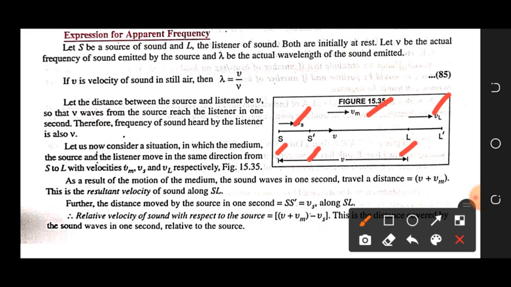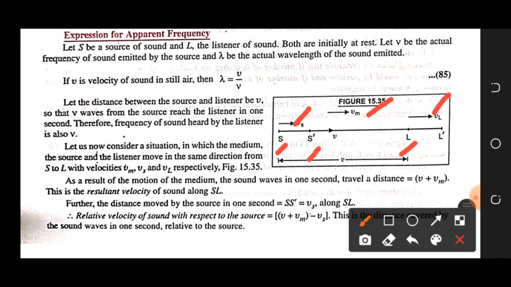If 1 second is there, then the number of waves that come to the listener is the frequency of the wave exactly. The frequency of sound heard by the listener is also nu. So the listener will hear the same frequency, meaning if both systems, source as well as listener, are stationary, at rest, then the sound moving with velocity v, with frequency nu produced, the listener will hear the same frequency.